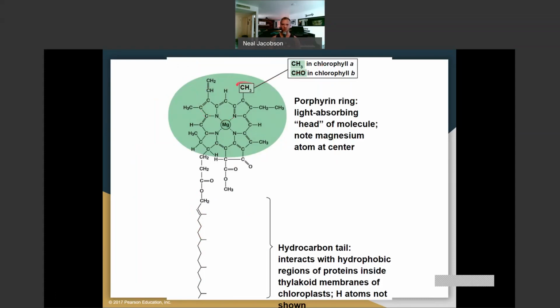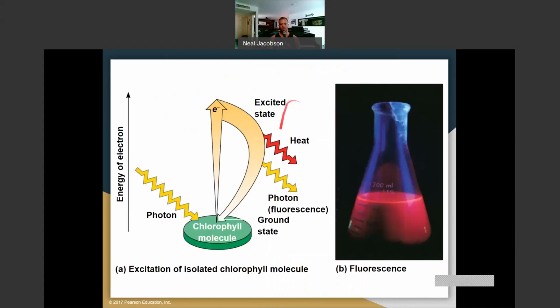This particular one is chlorophyll A pigment. And then it's a CHO, an aldehyde, in chlorophyll B. And that changes what wavelengths of light are absorbed by this solar panel up here. Okay, so anyway, something to think about.